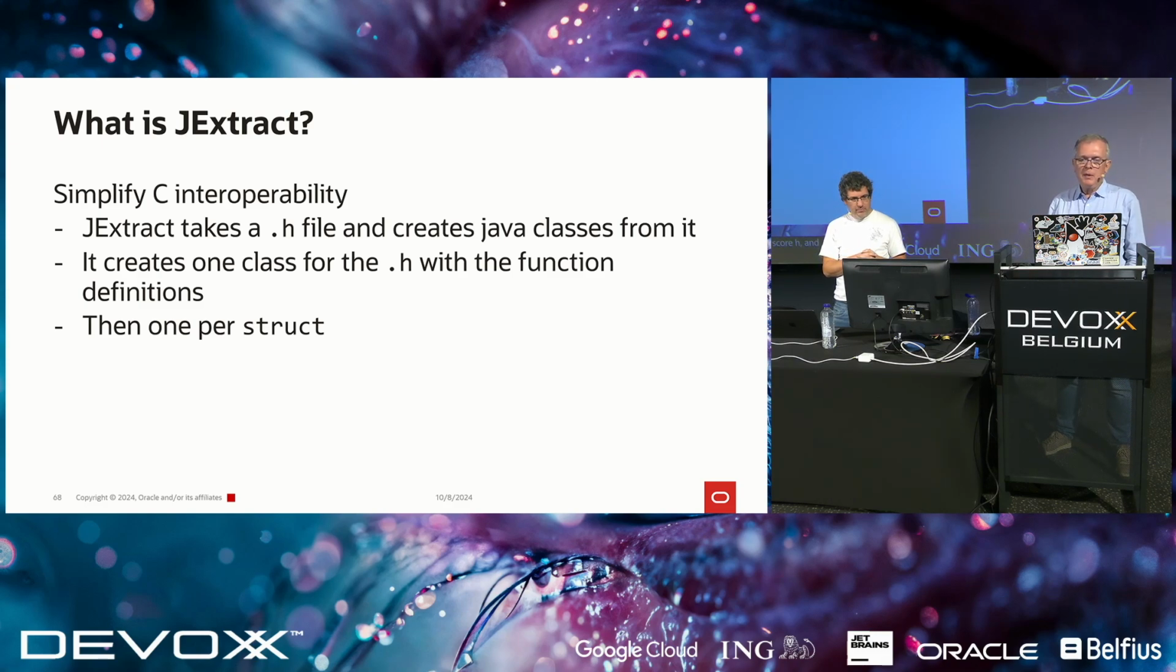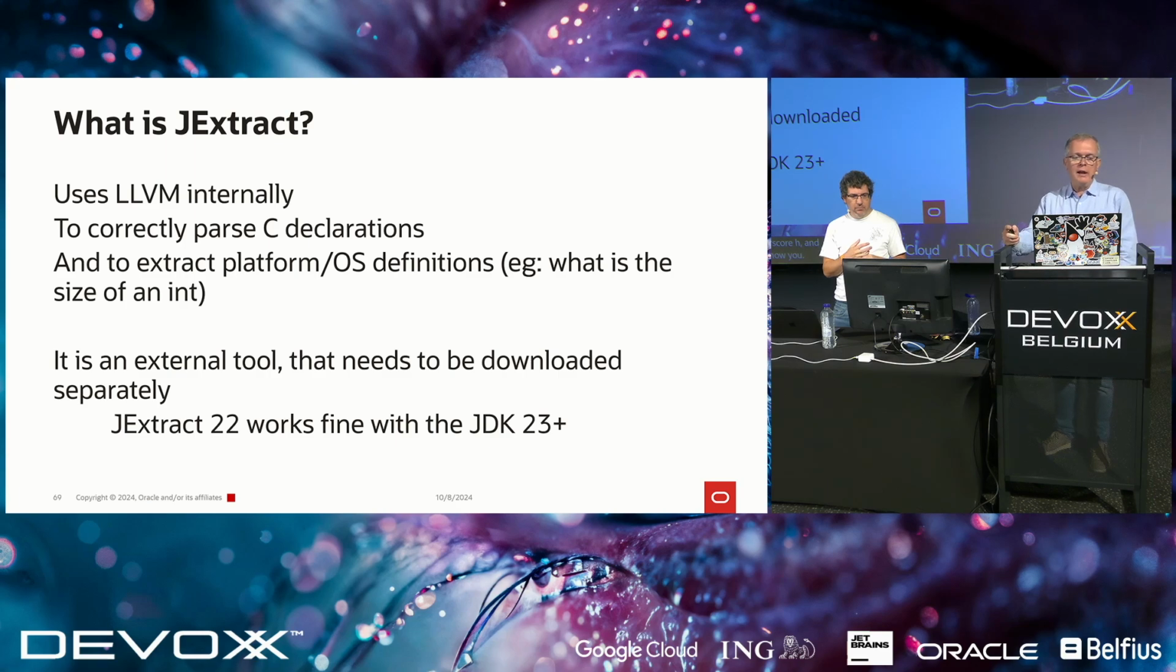Internally, it uses LLVM to parse the C declaration, and also to take into account the operating system specifics of the .h file. For instance, in the example we have a short that is defined in a struct, but the short in C is 8 bits, so it does not map to the short that you have in Java, which is obviously 16 bits. So this kind of thing is taken into account by jextract.